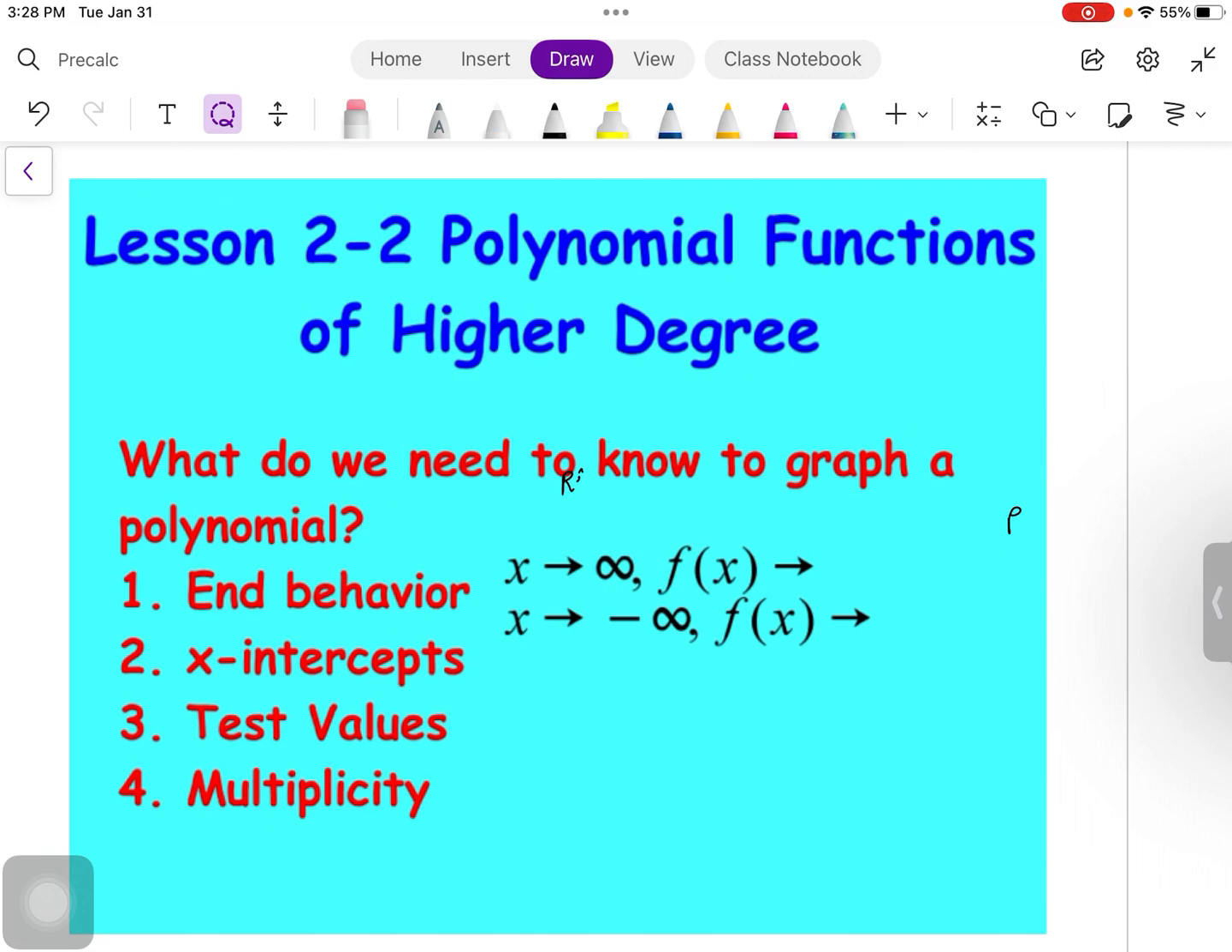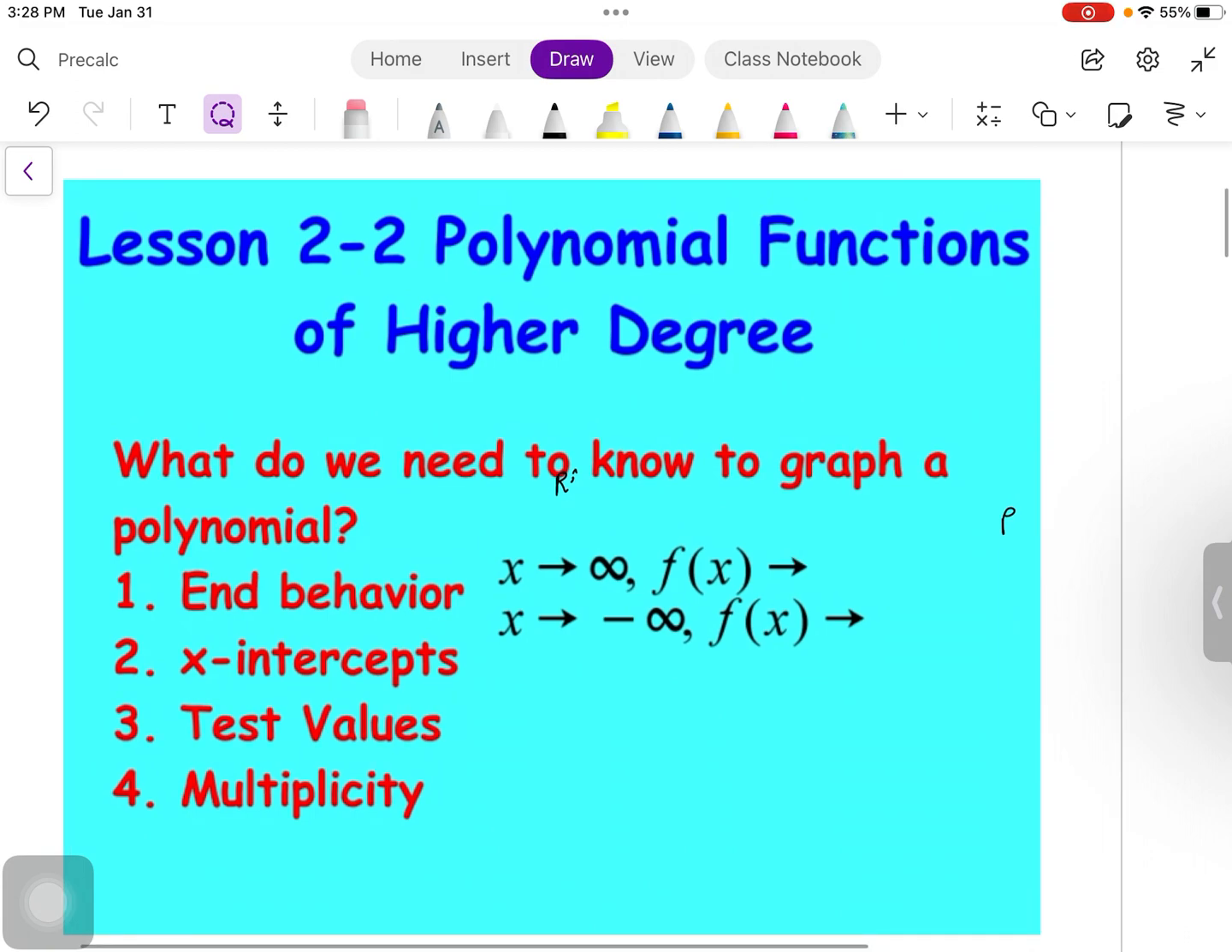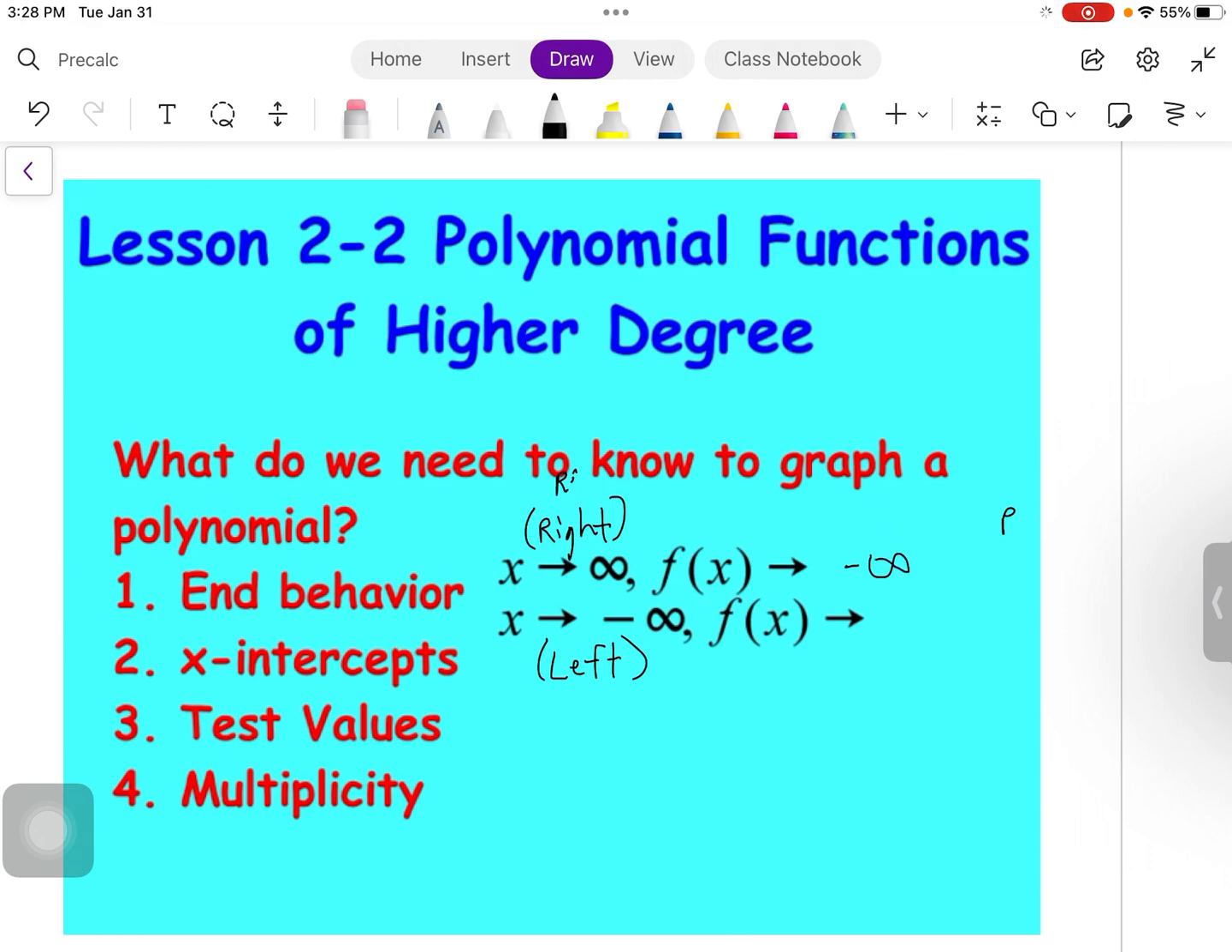First of all, end behavior. If I have x approaches negative infinity and positive infinity, negative infinity is just talking about what's happening on the left side of the x-axis. Going to positive infinity would be on the right side of the axis. And you've got two options. Either your function is going to negative infinity, which means that it's going down, or positive infinity, which means that it's going up.